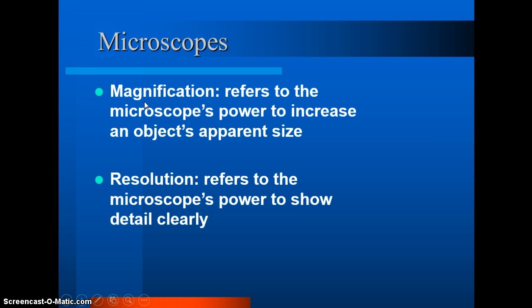Okay, to be able to look at cells, we'll be using microscopes. Magnification refers to the microscope's power to increase an object's apparent size. Resolution refers to the microscope's power to show detail clearly.